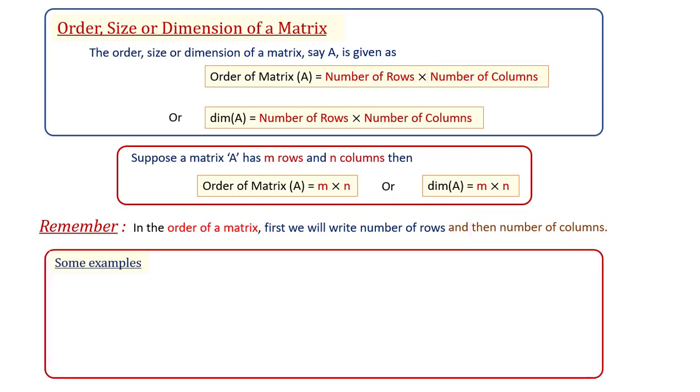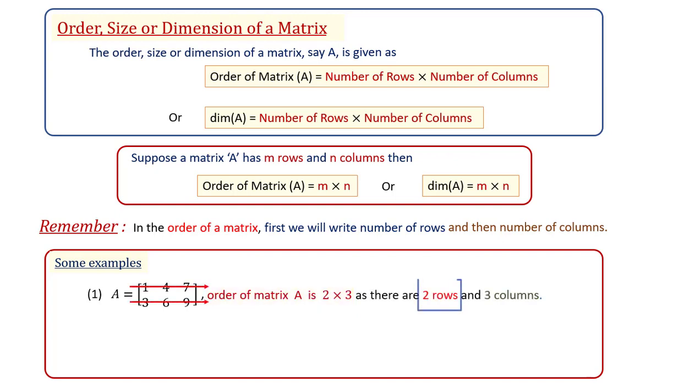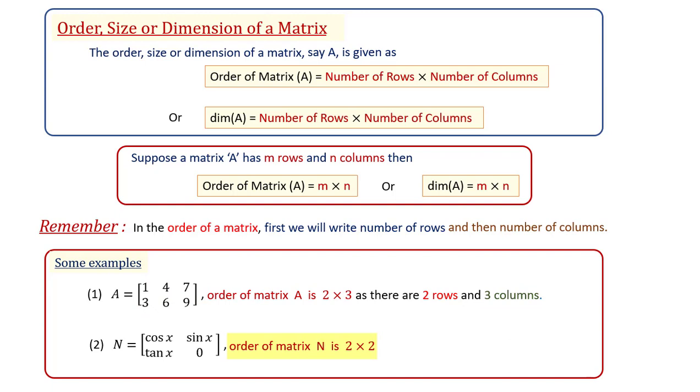Some examples. First example, the order of matrix A is 2 by 3 as there are 2 rows and 3 columns. Second example, the order of matrix N is 2 by 2 as there are 2 rows and 2 columns.